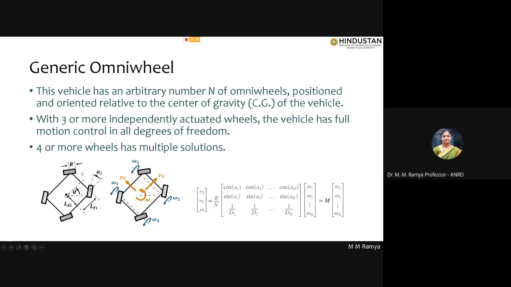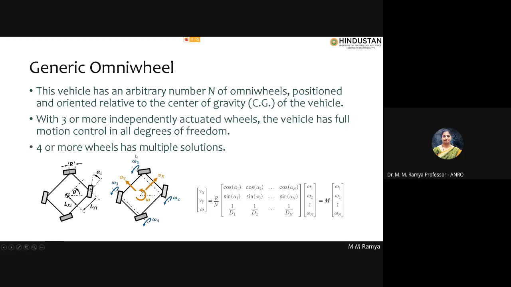So suppose we have three or more independently actuated wheels. Always remember, all these robots that we are talking about so far have independently actuated wheels. By independently actuated wheels, I mean that one wheel's motion is not dependent on the other wheel's motion. Each wheel has an individual motor attached to it, and that decides at what speed the wheel has to move. So this robot has full motion control in all the degrees of freedom. Right now you have along X and along Y, so you can move along two axes.